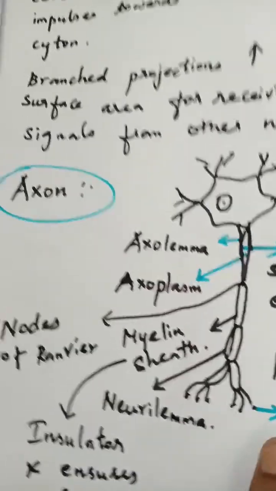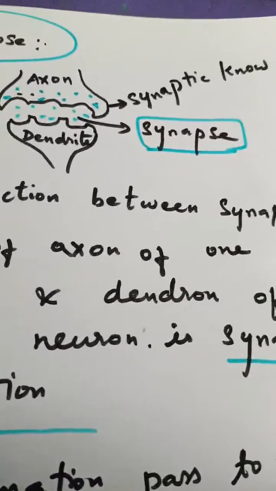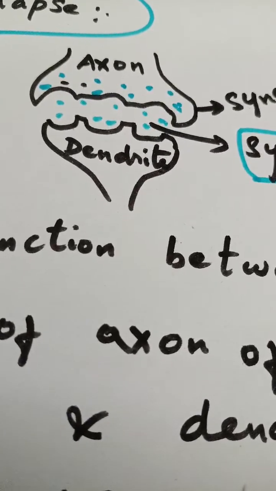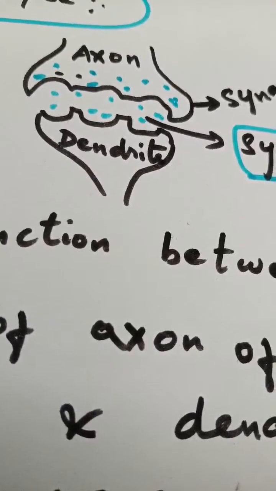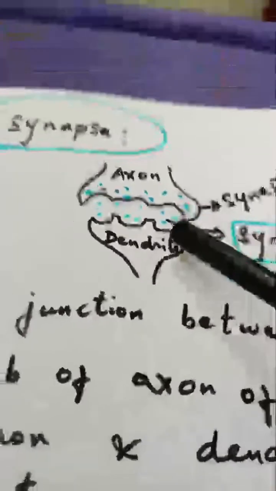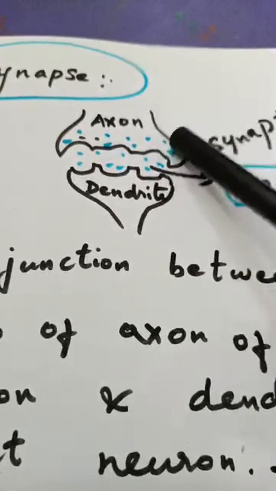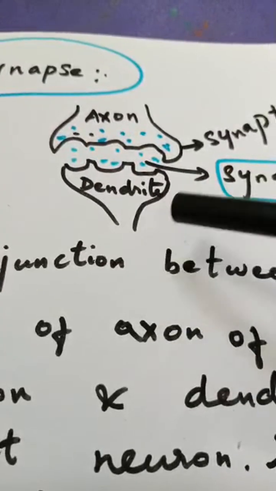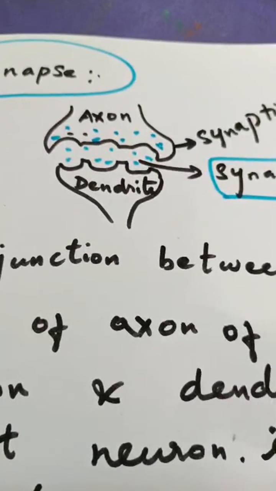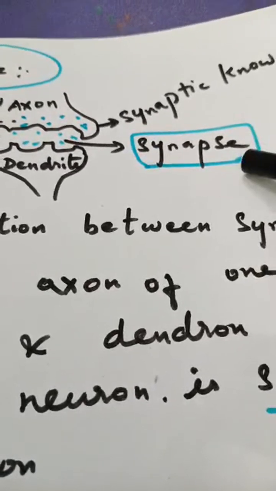Clear? Next, we will move on to the synapse. So what is the synapse? The synapse is the space or the junction between the synaptic knob of one axon and the dendrite of another neuron. It is the junction. In other words, the synapse is the junction between the axon terminal and the dendrite of another nerve cell. That is a gap between one neuron and another neuron, in a simple way we can say. So that space is known as the synapse.